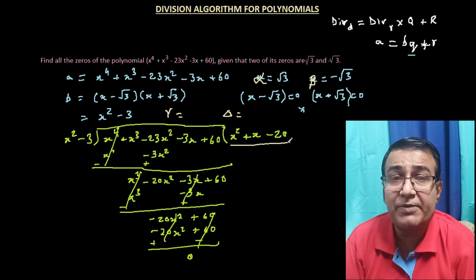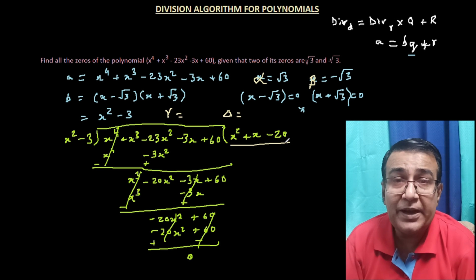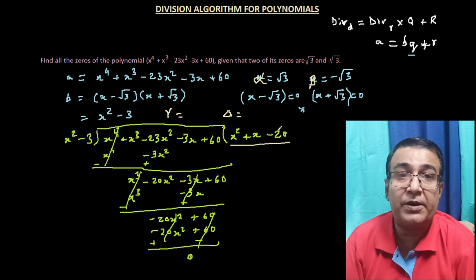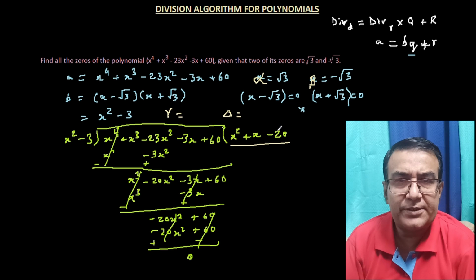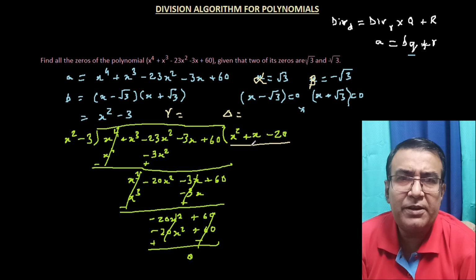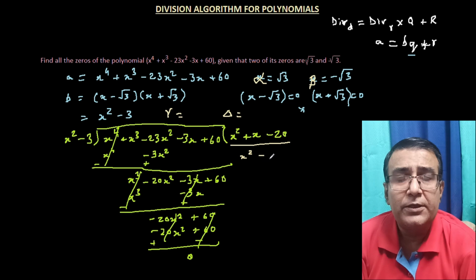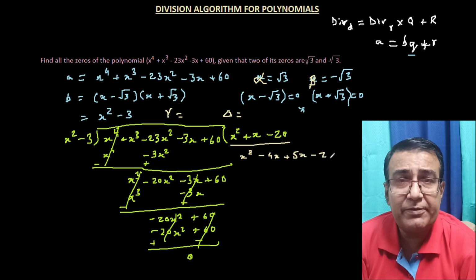So again, to find gamma and delta, we need to factorize this quadratic polynomial. So we are looking for a factor pair which when multiplied together gives us minus 20, but when added together gives us plus 1. Pretty clearly the factors are going to be minus 4 and plus 5, so we can write x square minus 4x plus 5x minus 20, and that should be equal to 0 because minus 4x plus 5x gives us plus x.